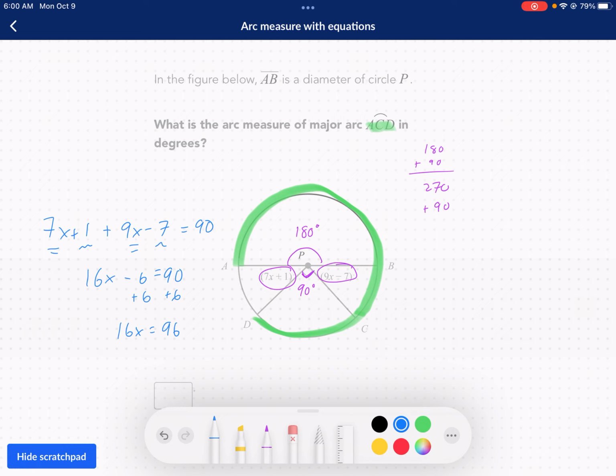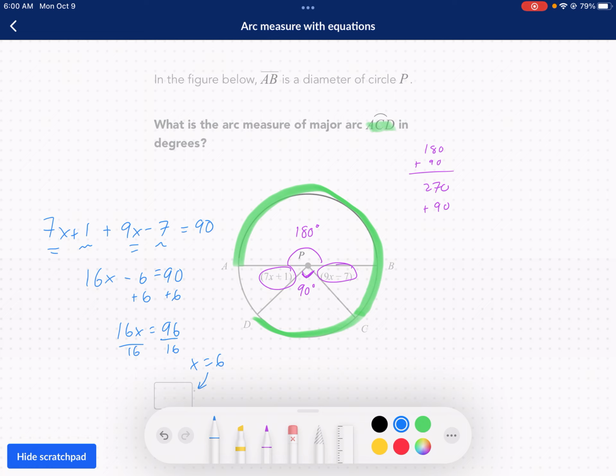So I have 96 divided by 16, and I get 6 for that. That makes a little bit more sense. So we have divided by 16, and I get x equals 6. The temptation is to go ahead and put that in there, but you can't do that.